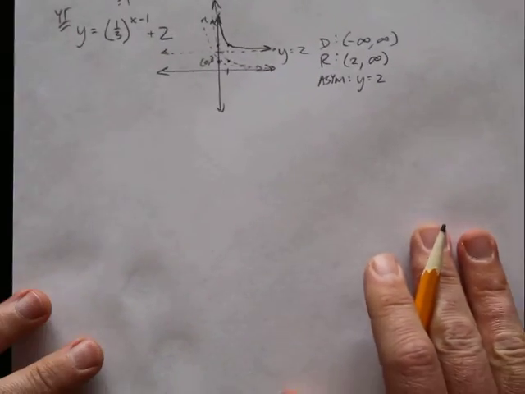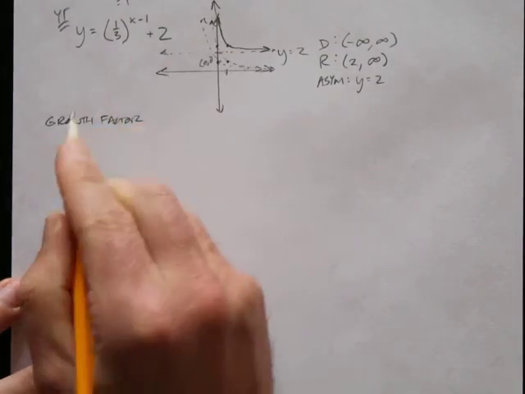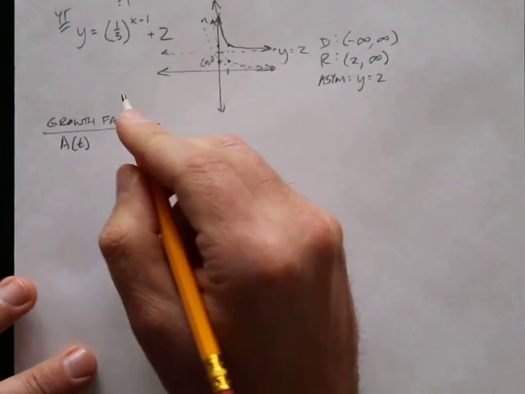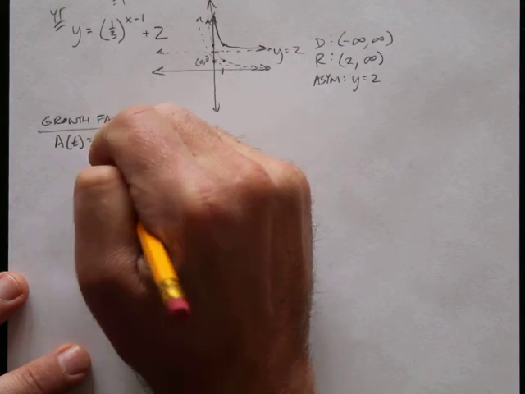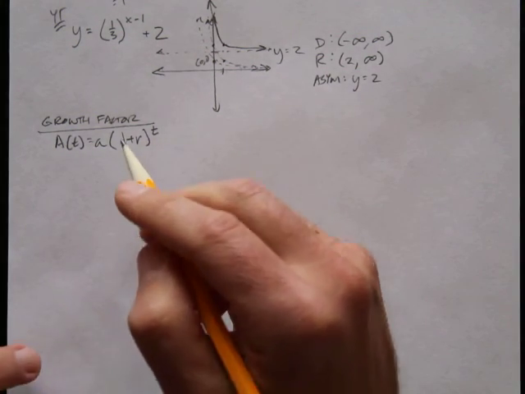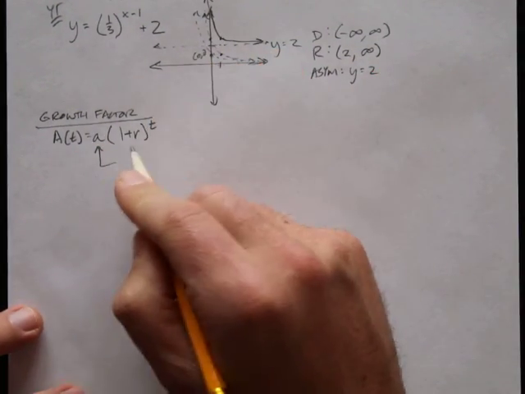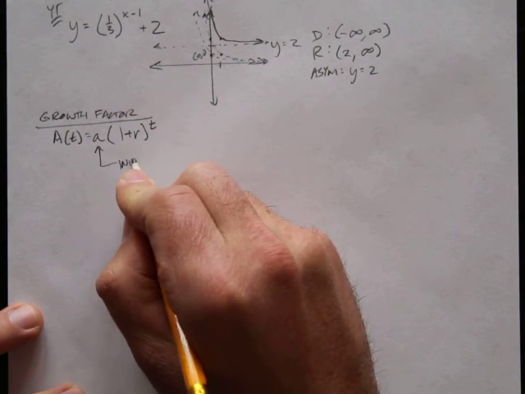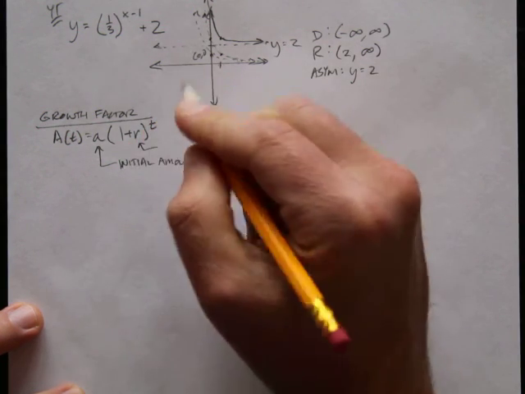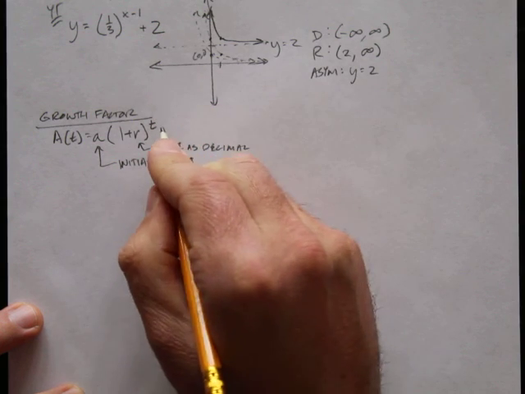All right, we've got just a couple more things to look at here. We're going to look at growth factor. So here is a formula that we're looking at. A of t equals A times 1 plus r to the t power. This looks pretty similar to the formula that we've been working with, but we've got some different values that we're plugging in here. A is the initial amount. r is the rate as a decimal. And t is the time.